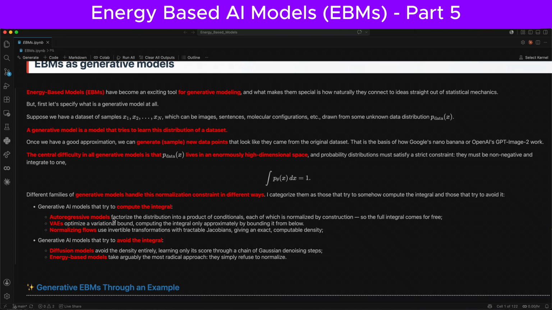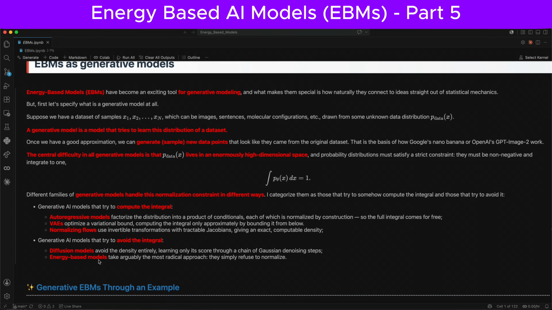We also have VAEs, which optimize a variational bound, so they compute the integral only approximately by bounding it from below. And we have normalizing flows, which use invertible transformations with tractable Jacobians, giving an exact computable density. In the second category, we have diffusion models, which avoid the density entirely and learn only its score through a chain of Gaussian denoising steps. And finally, we have energy-based models, which take arguably the most radical approach. They simply refuse to normalize.